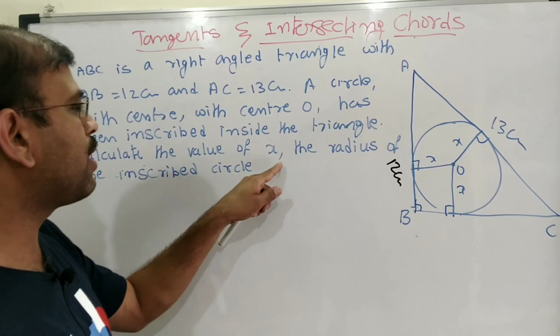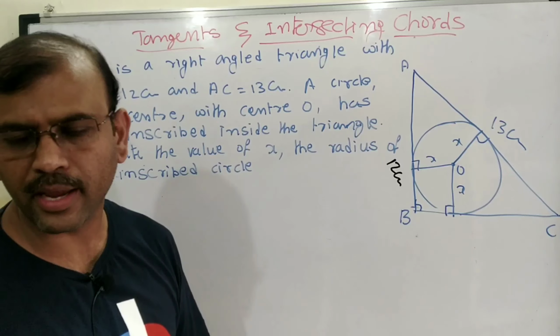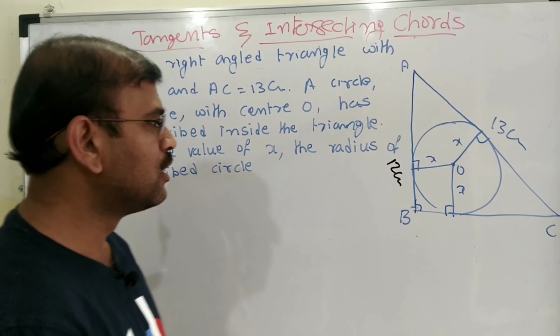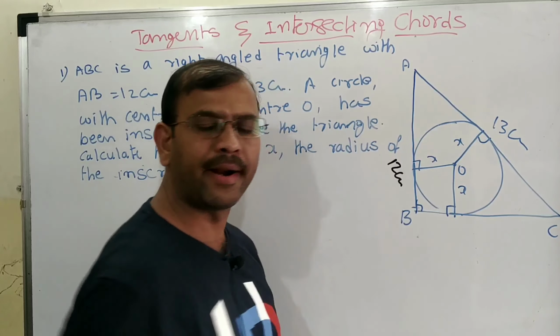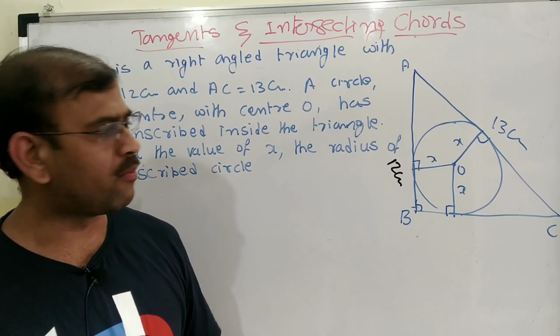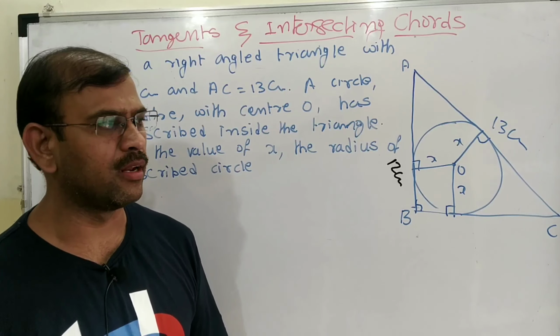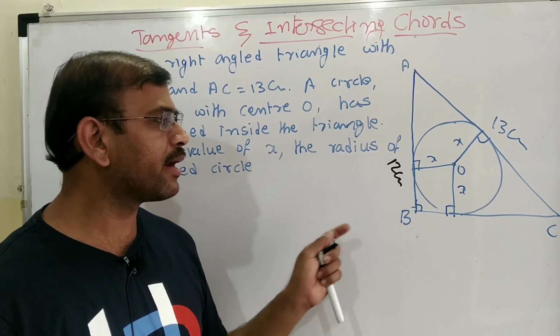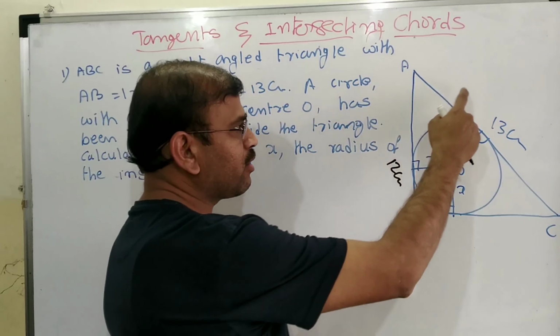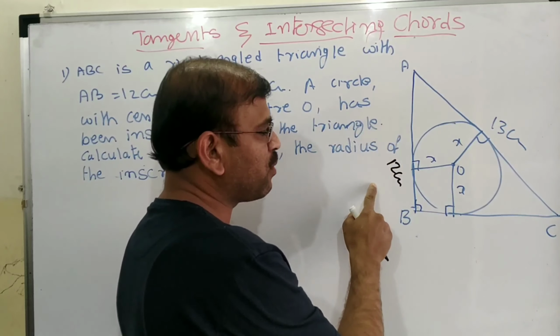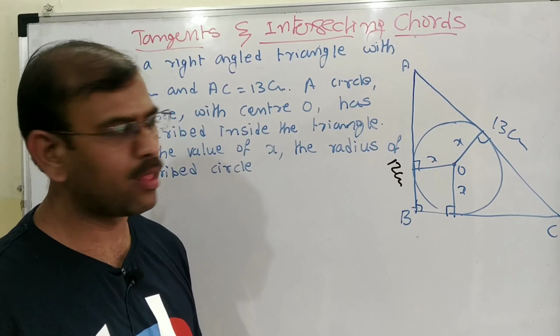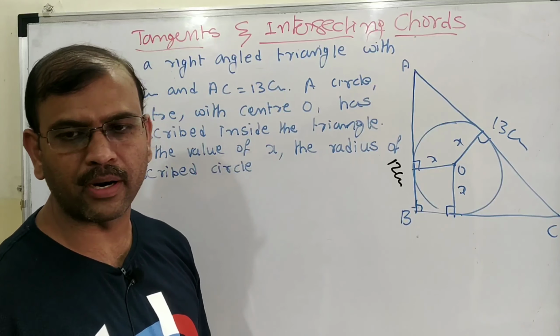Calculate the value of x. We need to find the value of x. So this value of x is what? The radius of the circle. So to find the radius of the circle, look at the diagram carefully. We know the hypotenuse, we know the perpendicular.